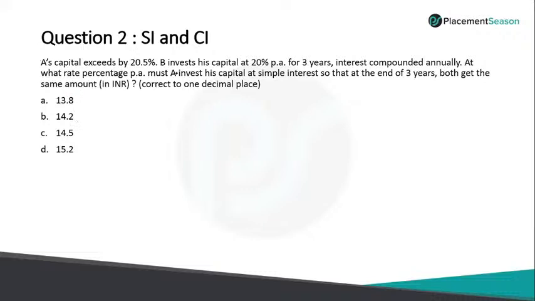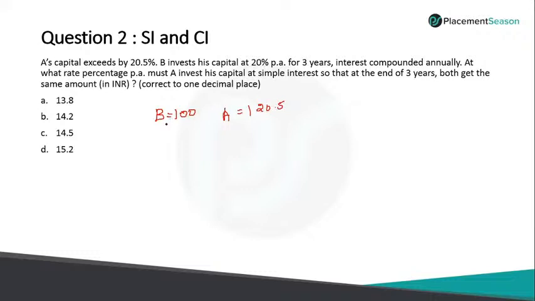A's capital exceeds B's by 20.5%, but how much B invested is not given. So let's consider B invested 100 rupees. How much would A have invested then? It exceeds by 20.5%, and 20.5% of 100 is 20.5. So A would have invested 120.5.